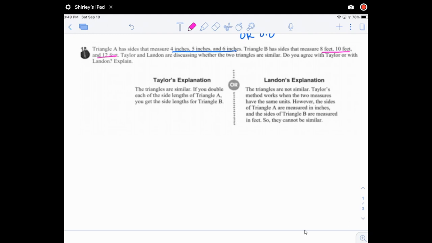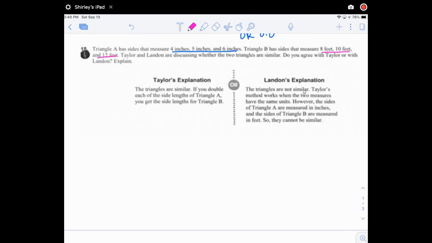Okay, so if we think through this, right away, I kind of start to agree with Taylor. She's saying you double each of them in A. 4 times 2 is 8. 5 times 2 is 10. 6 times 2 is 12. Okay, so that is true.